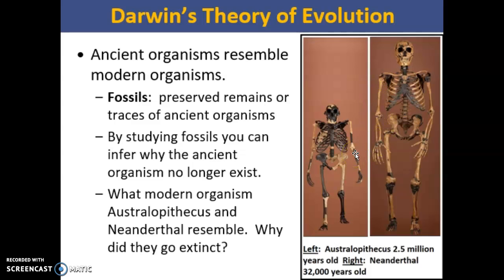So maybe their limbs were just too fragile to support the body, and they were constantly breaking off arms and legs, right? We have all these reasons why this organism may have not survived and gone extinct 2.5 million years ago, right? So by studying these ancient organisms, these fossils, we can infer what caused them to go extinct and how they changed over time.